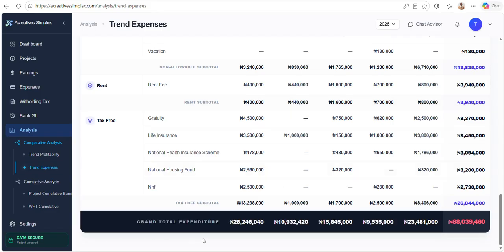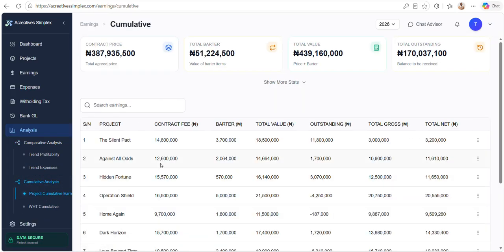Now look at it. We're having a grand total expenditure. This is our total expense for the year, 28.24. Our total expense for 2025, 10, and like that. All our total expense over the years, 88 million. Now let's quickly check our cumulative analysis.